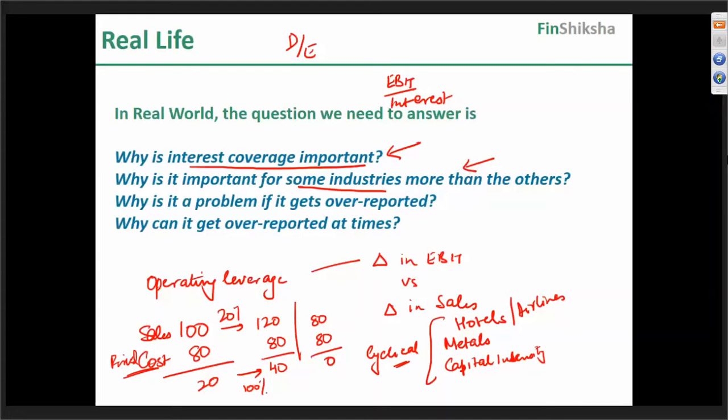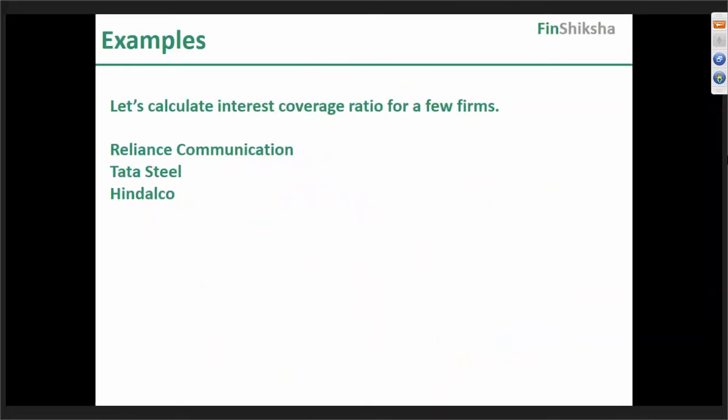Now that's the long and short of it in terms of trying to look at broadly the first two questions. Now the third question is, why is it a problem if it gets over-reported? That we know is because you're not getting the correct answer. When can it get over-reported? Why can it get over-reported at times, right? Let's look at examples. And when we look at examples, we'll try and calculate it for a few firms. We'll try and understand the data for a few firms and understand whether or not it makes sense to look at this ratio and how do we anticipate it, right?